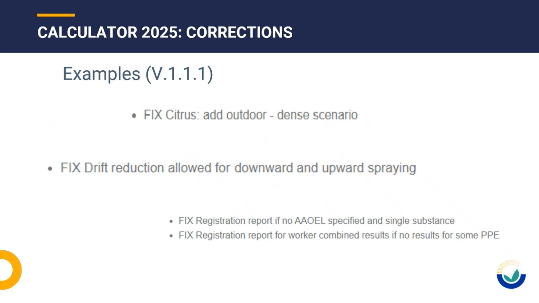And as other examples of changes that have been brought to version 1.1.1, you can see that the dense scenario has been restored for citrus because they are part of the orchards, and the dense scenario is also applicable to this crop according to the guidance. We also did the correction of drift reduction, which should be allowed for both downward and upward spraying and not only for downward spraying. Also, the registration report has been amended because some bugs had been noted.